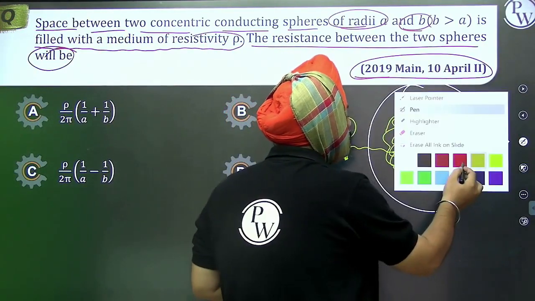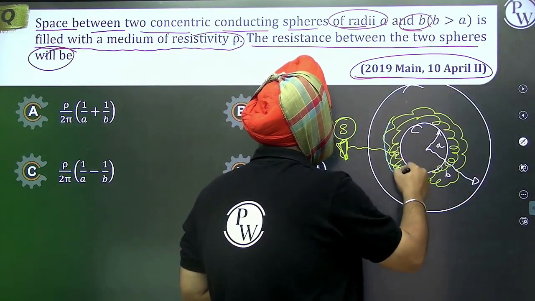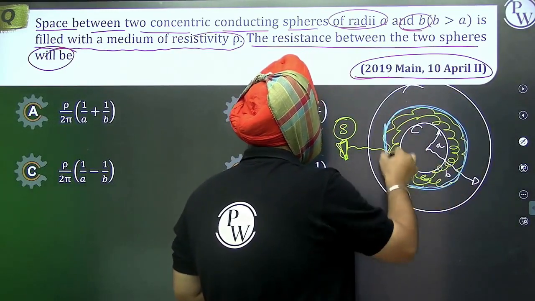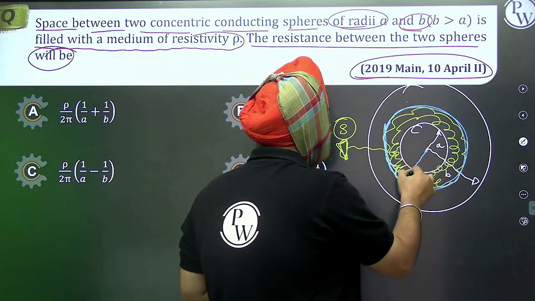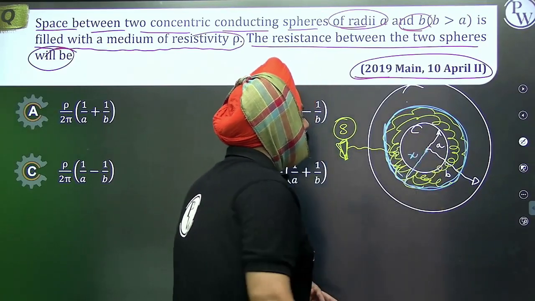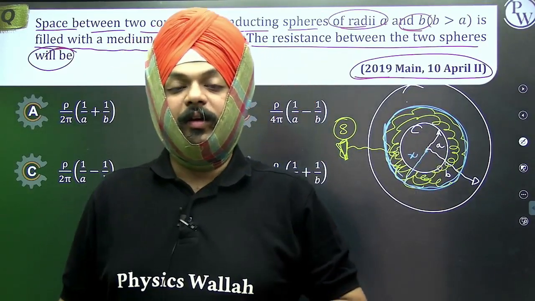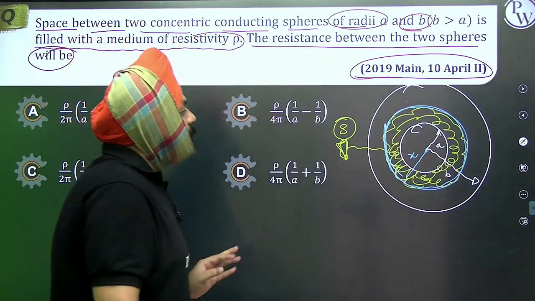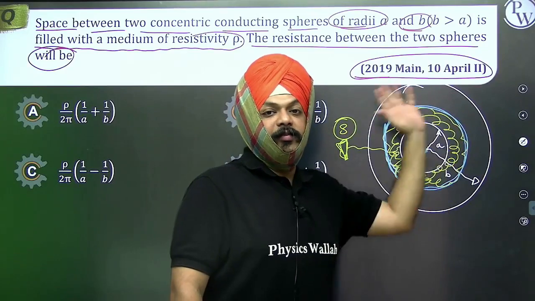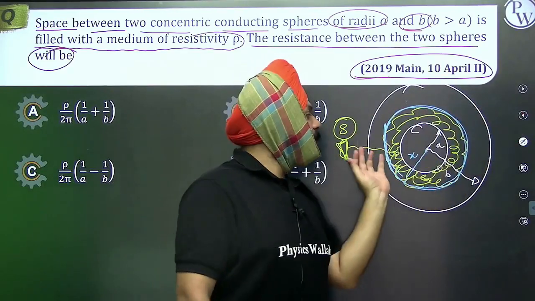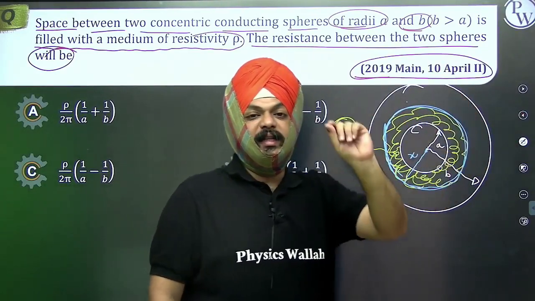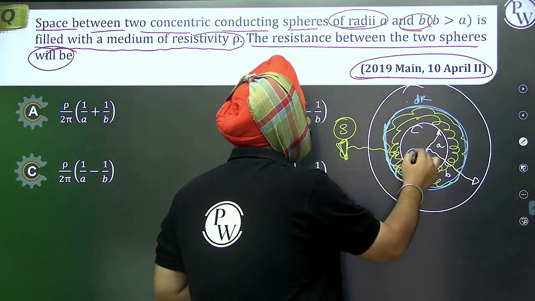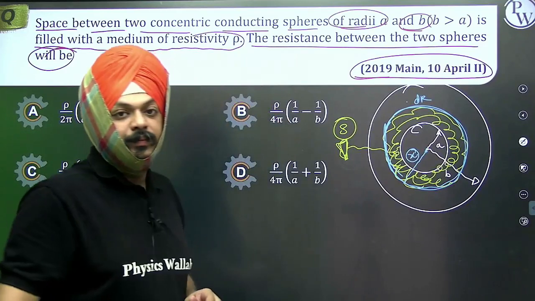Let's say the elemental mass is at x. For this elemental mass, the resistance provided is dR. For the entire filled thing, the resistance is R. For this elemental mass, the resistance is dR. Now this dR is at a distance x from the center.